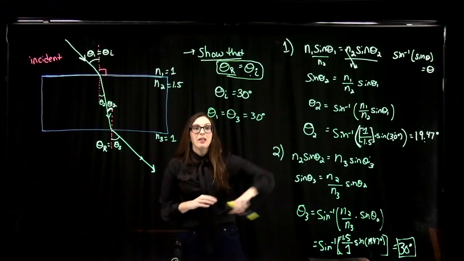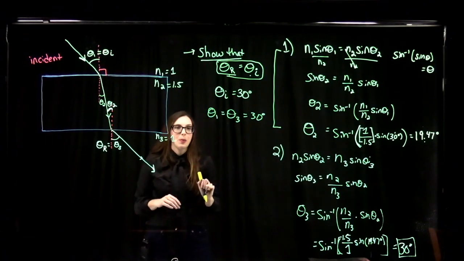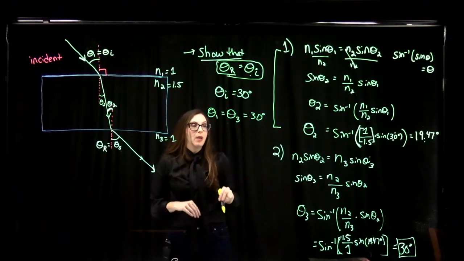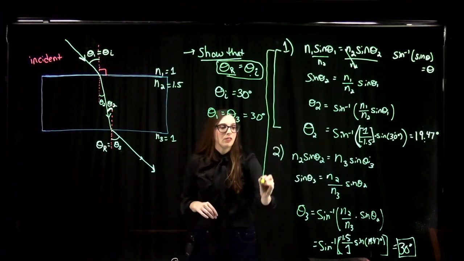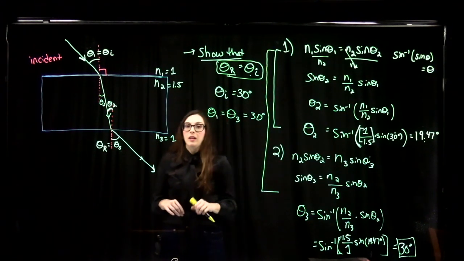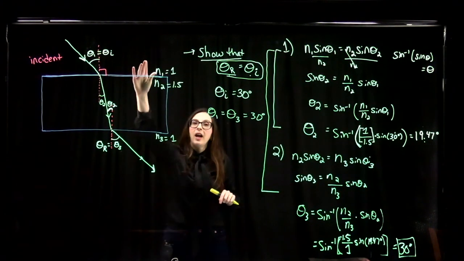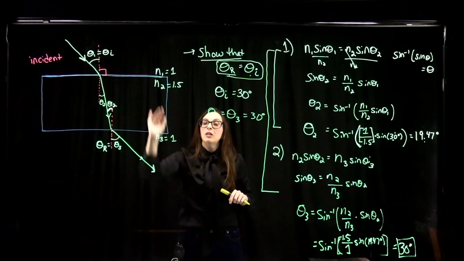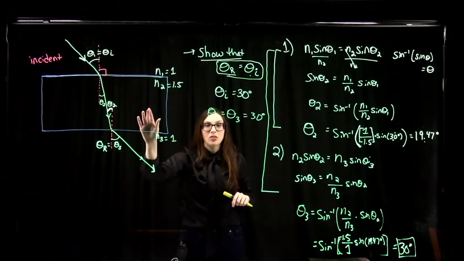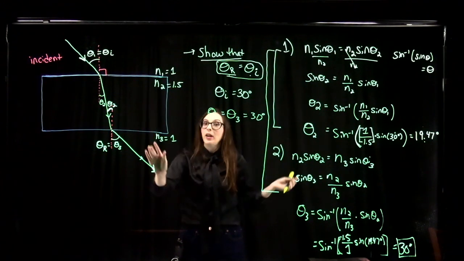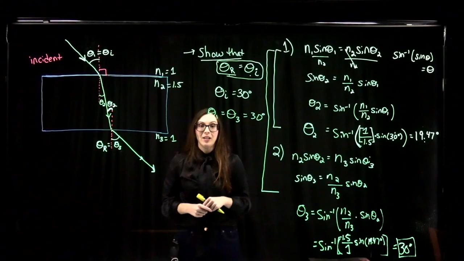So in your workbook, you're going to have a problem where you only have to deal with one interface, like the first part here, and then another problem where you have to deal with both of these interfaces. And in that particular workbook problem, you might not have air, glass, air. You might have air, glass, oil, or air, glass, water. You might have different indices of refraction than what we just did right here.